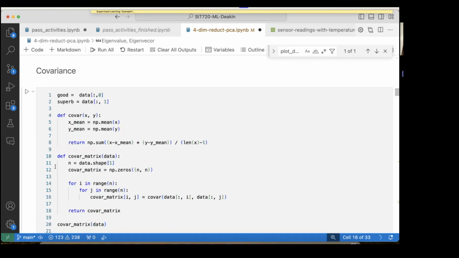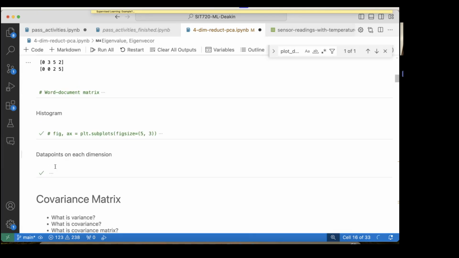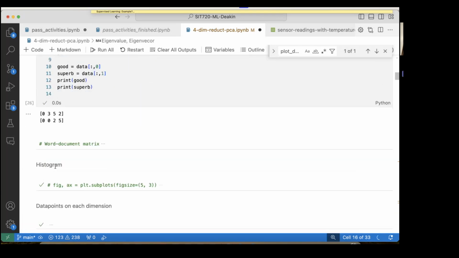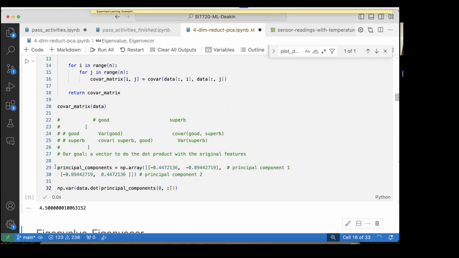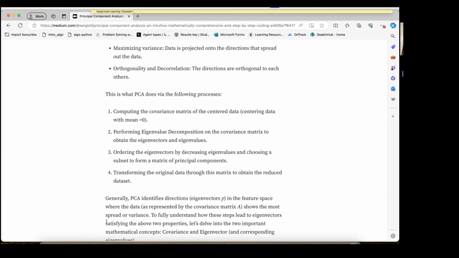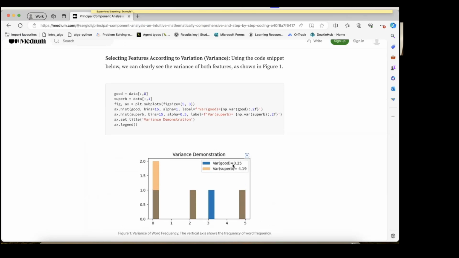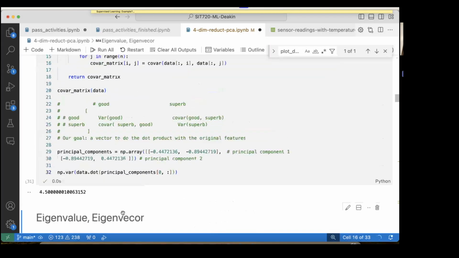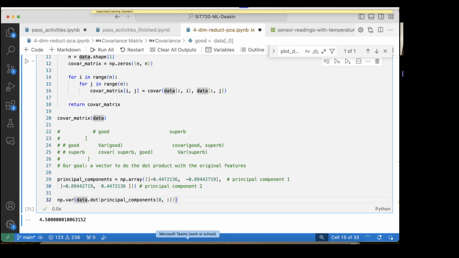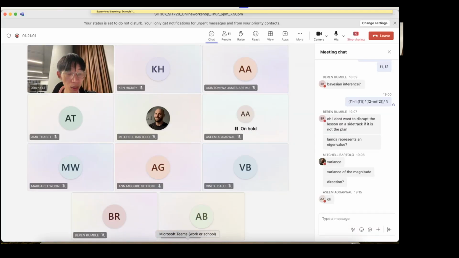4.5, right? Let's see. Is it bigger than the original variance? I don't think I have the original variance here, but I have it calculated on this figure. Good is 3.25. The super is 4.19. So yeah, we are successful. This one has much bigger variance. So all good so far. If all good, I will talk about lambda.